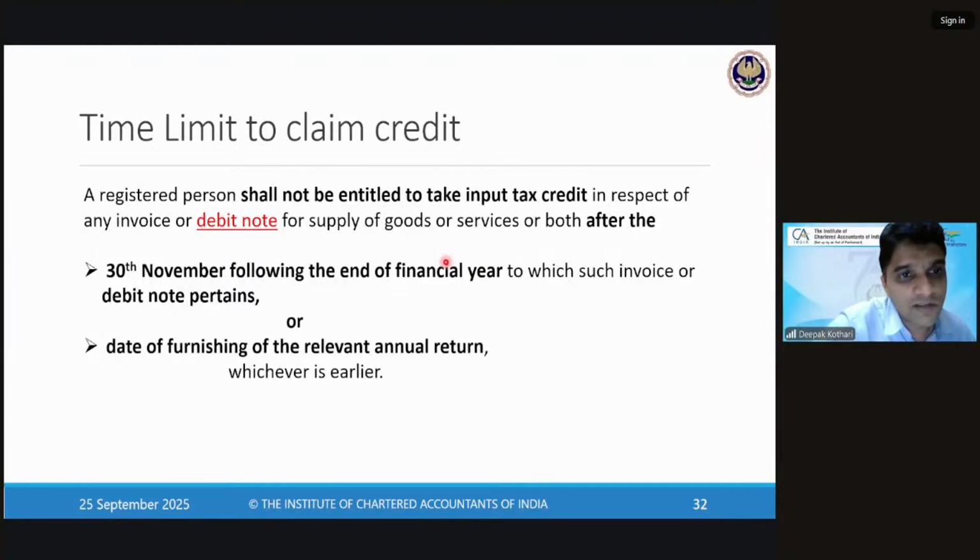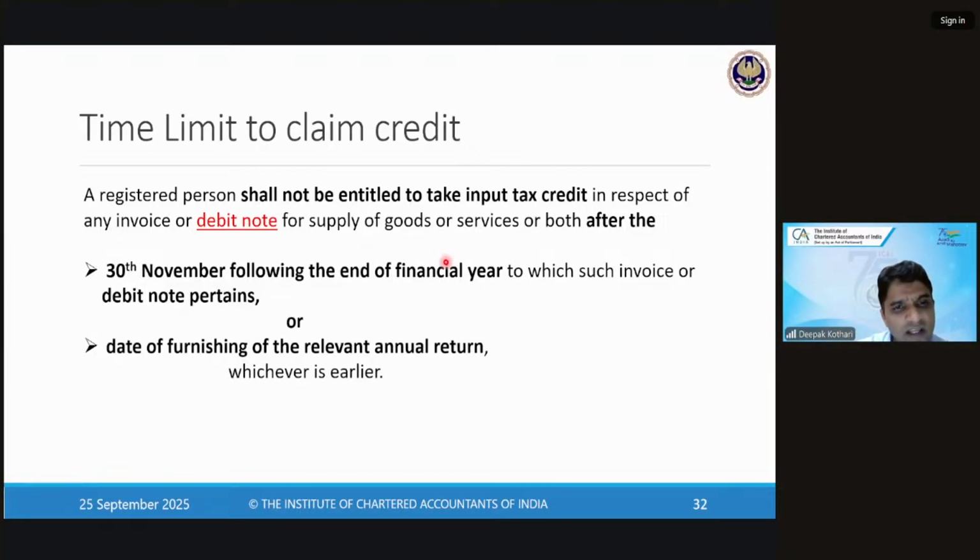Correct. 31st October is the last date of the following year to claim the credit. I didn't understand. Same month, sir, till 30th November would be pertaining to transactions of October. No, you're not clear. Just ask the question in a correct manner. Less than 2 crore, no need to file annual return. Yes.